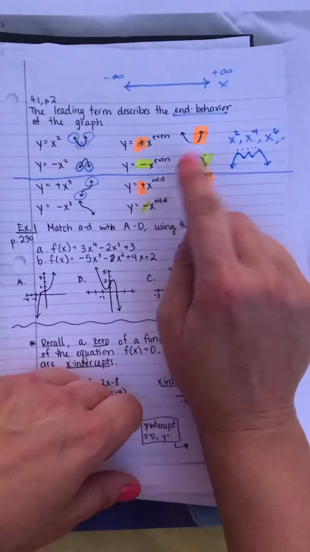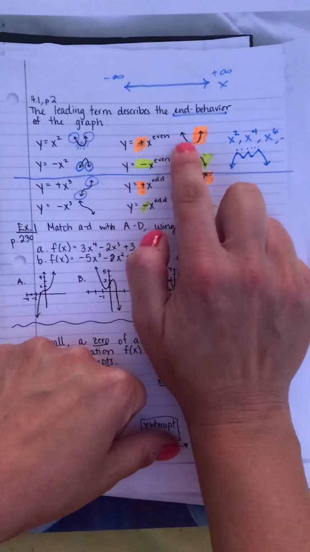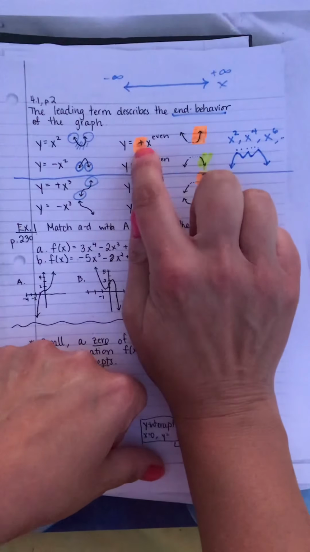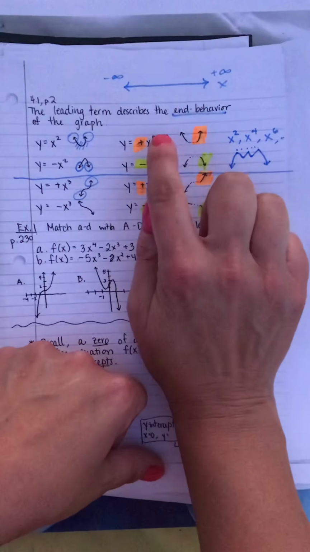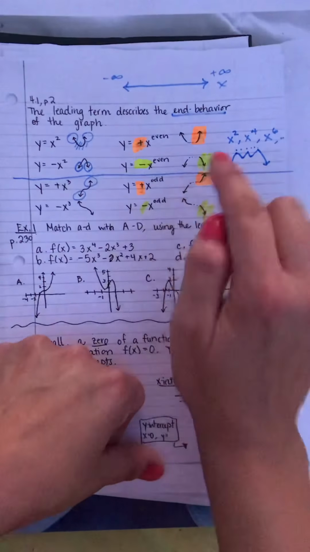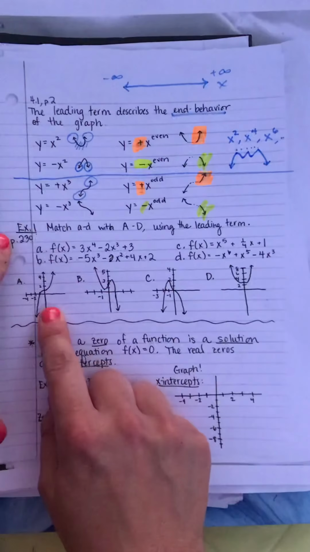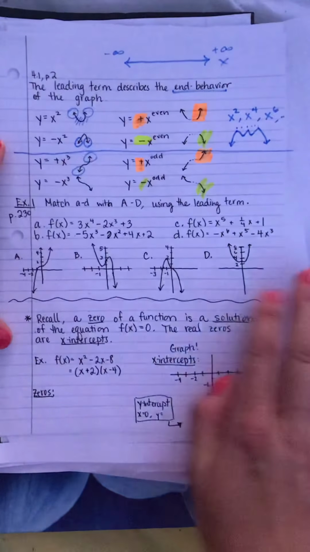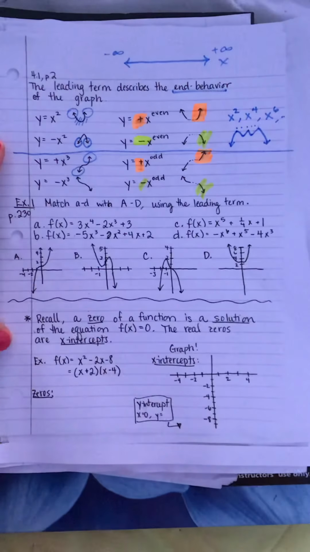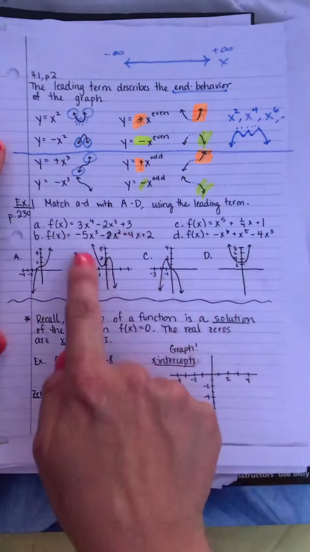Now you're asking, okay, well that tells us the right end behavior, but what about the left end behavior? The left end behavior is dictated by whether it's an even or odd power. Even, they have the same end behavior: both sides go up or both sides go down. Odd, they do opposites. So let's look at example 1 and figure out what matches with what. You should probably pause the video and try to match up what goes with what.